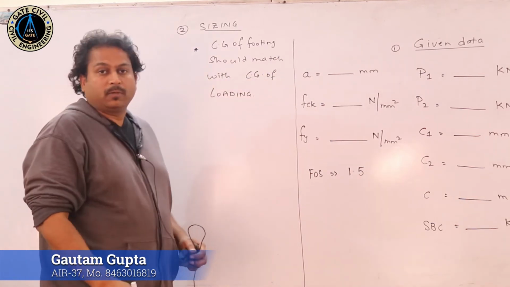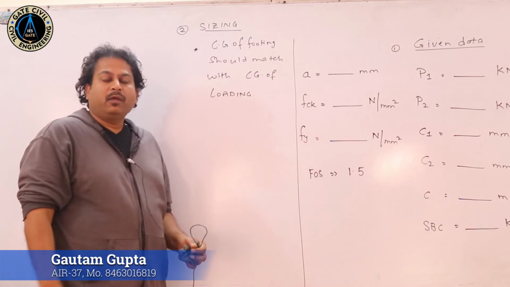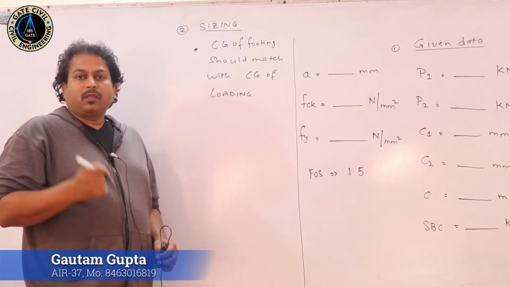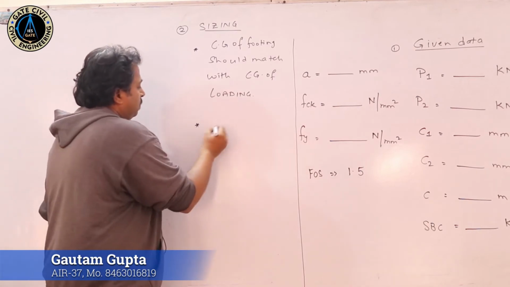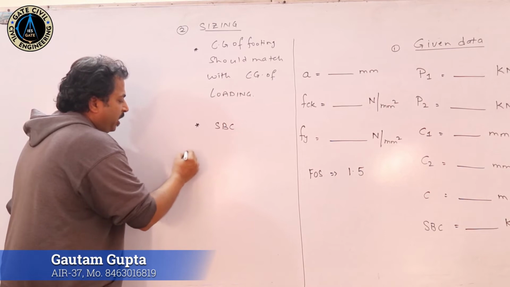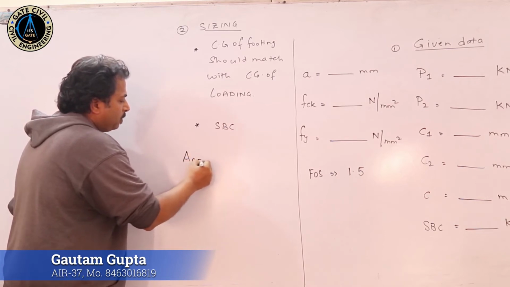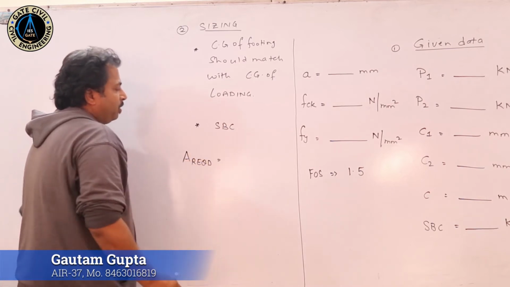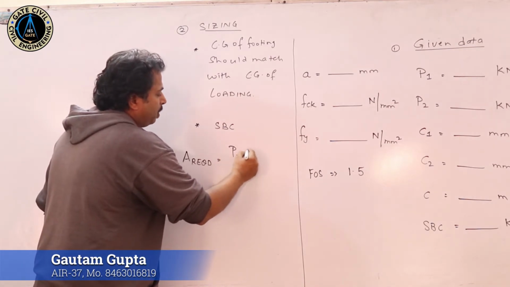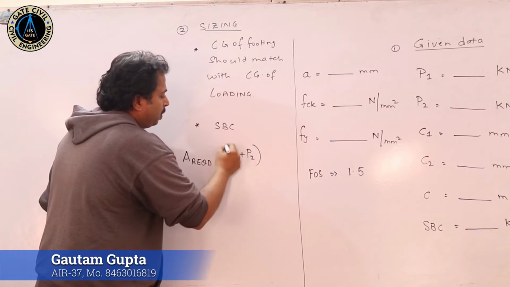This is the first condition. And the second criteria which will be helpful for sizing is the SBC, the area required. It is given as load P1 plus P2.